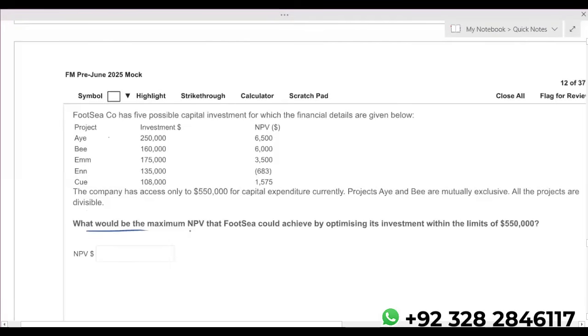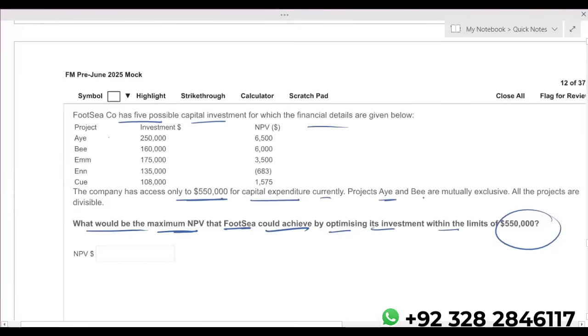What would be the maximum NPV that FTSE could achieve by optimizing its investment within the limit? They have got limited capital of 550, which is hinting towards capital rationing. FTSE has 5 possible capital investments for which its financial details are given. Projects, let's say we have A, B, E, M, N, Q. The company has access to only 5,50,000 for capital expenditure currently.